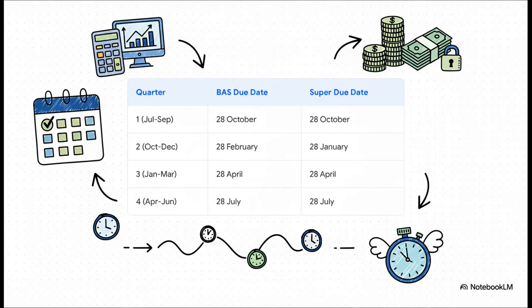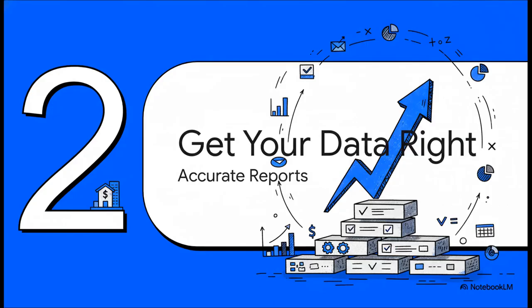Now these dates, think of them as the absolute non-negotiable rhythm of your financial year. These quarterly due dates for your BAS and your employee super payments are hard deadlines. If you miss them, you can get hit with automatic penalties from the tax office. So get them in your calendar, or even better, let your accounting software do the heavy lifting and track them for you. So you know what you need to lodge and when.